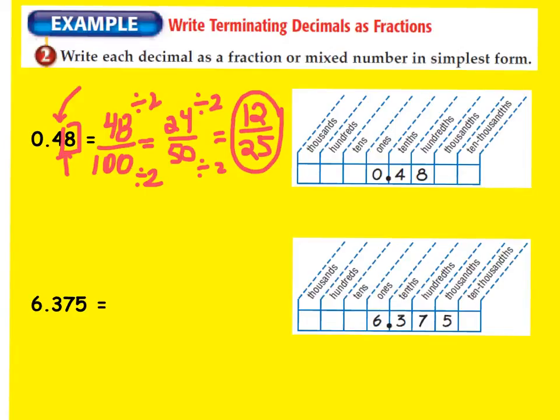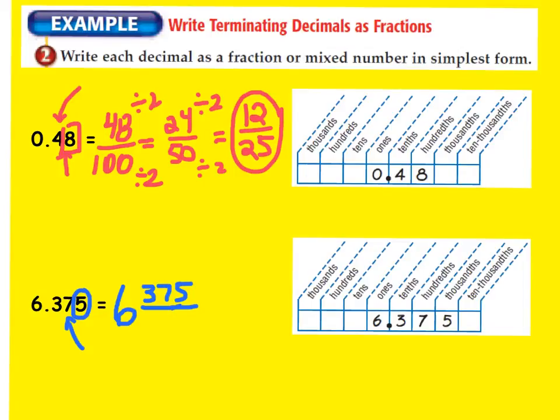Let's go ahead and try one more. Now this one's going to end up being a mixed number because if you notice, there is a 6 in front of the decimal point. So we're going to have a mixed number with a 6 in the front. Now we're going to just read what the numbers after the decimal point are. We have 375.